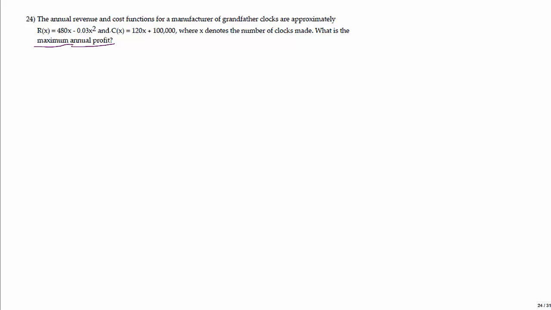I'm going to find my profit function, and then I'm going to do a plus and minus chart, figure out where I have a maximum value. So first I have to do is write my profit function. I'm given revenue and cost. So profit, remember, is equal to revenue minus cost. So for me, P of X is equal to my revenue function, 480x minus 0.03x squared minus, and then my cost function, 120x plus 100,000.